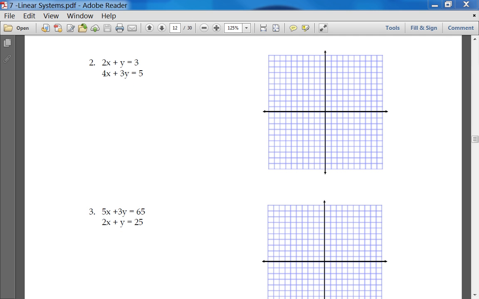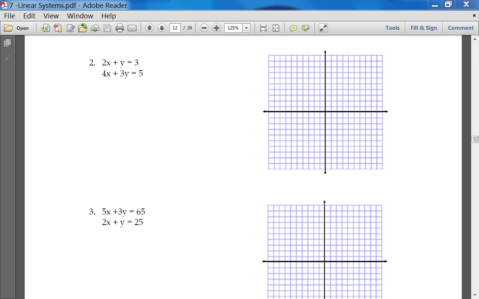Okay, so what do you guys have for number 2? You should have negative 2x plus 3. And then for the second one, you send the 4x over, so negative 4x plus 5. And then you have to divide by 3. How many of you got that one?